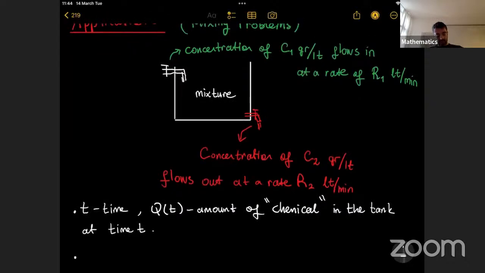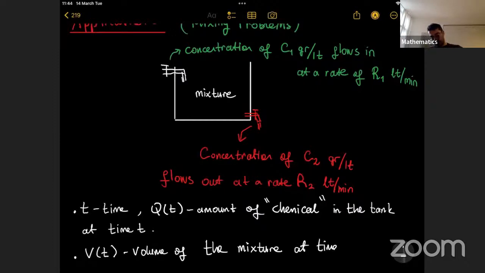VT is the volume of the mixture. Of course, the volume may change by time, depending on the mixture flows in and out, okay? Volume of the mixture at time T.